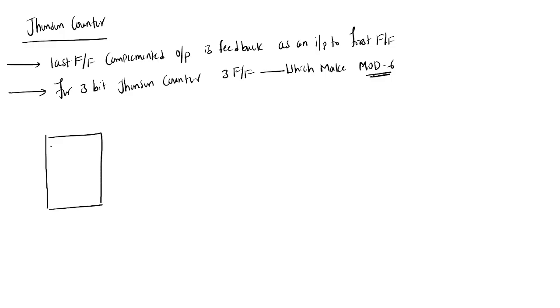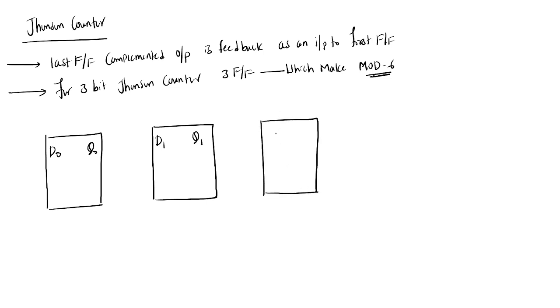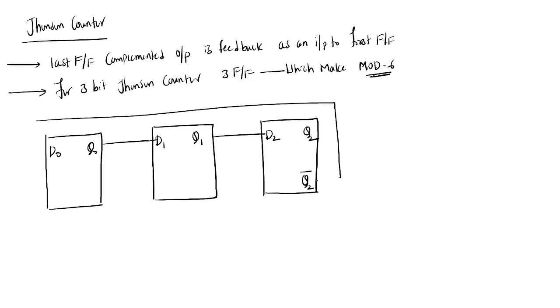This is D0, Q0, and next D1, Q1. Next you have D2, Q2. Okay. So this is connected like this. This is Q2 bar, no? So what I said, the complemented output of the last flip flop is fed back as an input to the first flip flop, no? So I will take it here and it is acting as an input to the first flip flop. Do you understand? Understood, sir.